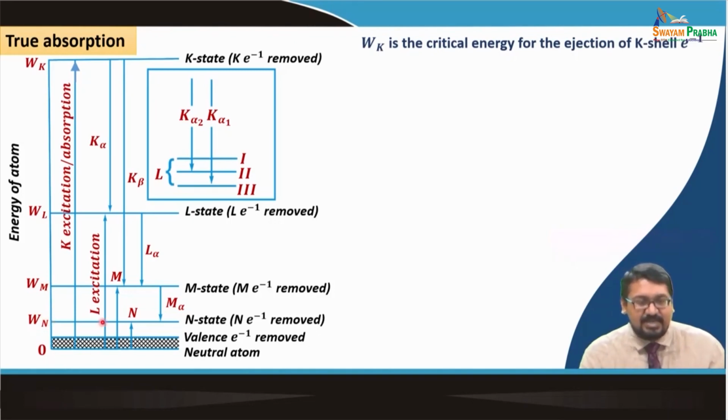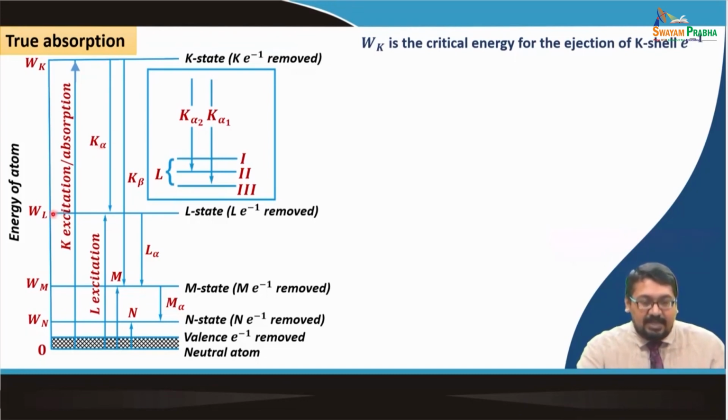Now, the point is that when Wk is given, the K shell electron is removed, and the probability that an M shell electron will fill the K shell is lower than the probability that an L shell electron will fill the K shell. Therefore, K alpha usually has a very high intensity as compared to K beta. K beta is from an electron from M to K, and K alpha is from an electron from L to K, right.